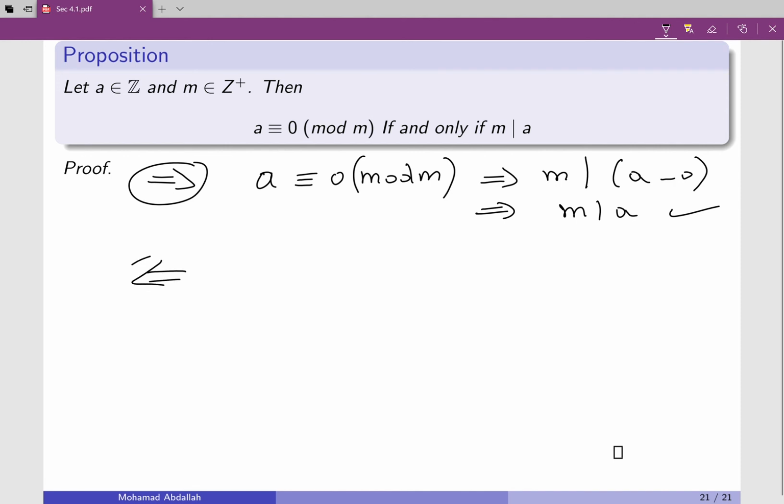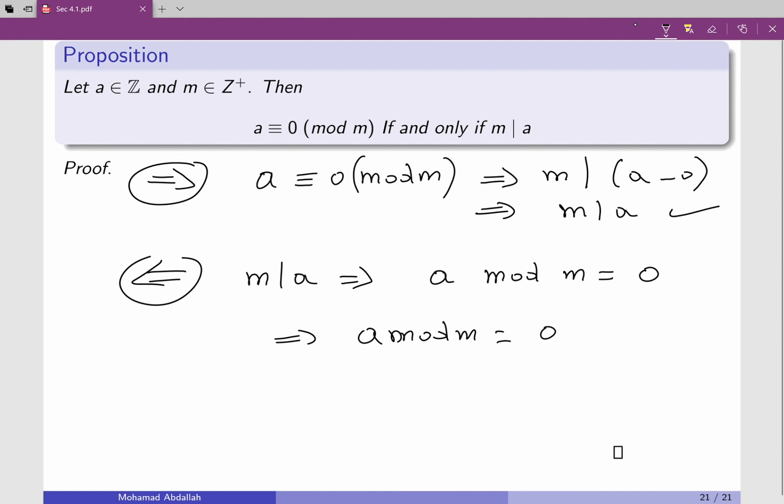And also for the other direction, when you say M divides A, that means A mod M is equal to 0. So A mod M is equal to 0 mod M, because 0 mod M is going to be 0. If you divide 0 by M, the remainder is going to be 0 as well. So then A is congruent to 0 mod M. Okay, so this is a really nice relationship between the congruence and the divisibility.